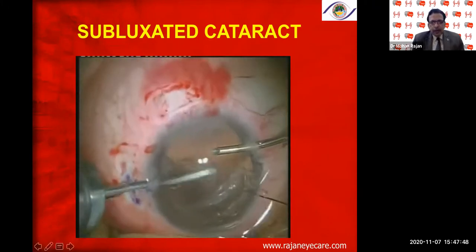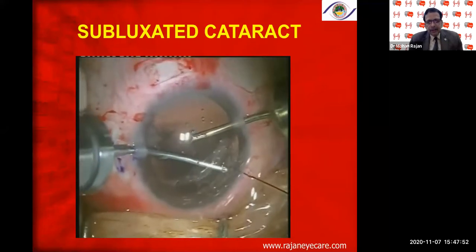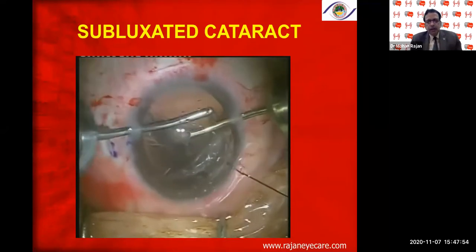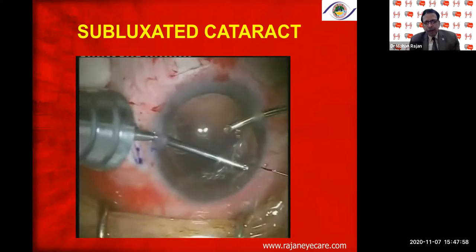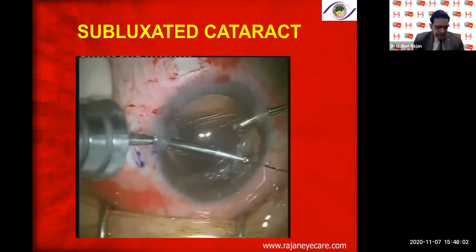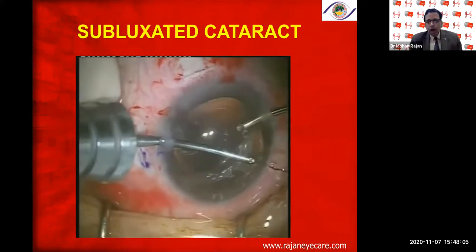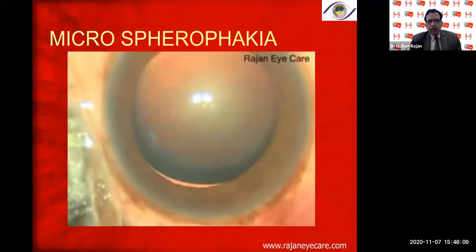Once you do that, bimanual IA is probably the way to go to remove the cortex, and then go circumferentially. When you have a CTR in the bag, always go circumferentially and not radially. If you go radially, the CTR traps the cortex, and that makes life very, very difficult. Always go circumferentially along the equator, and then the cortex comes out very, very easily.